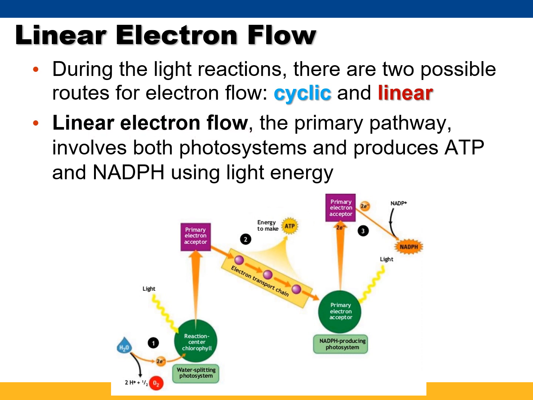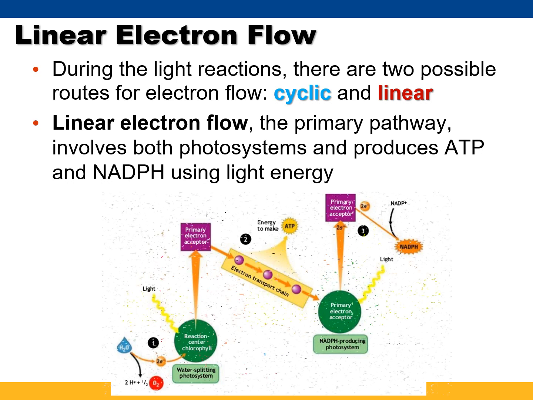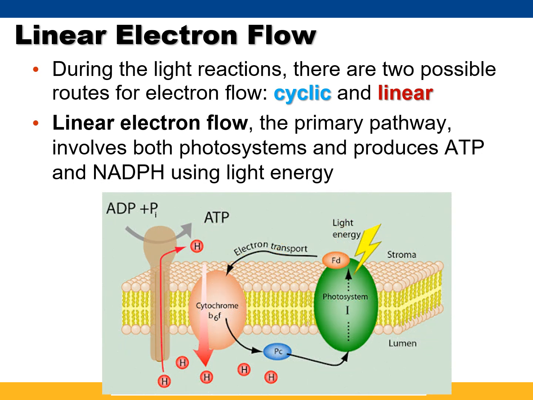It's not doubling back on itself. It is not cycling. It is, albeit a crooked line in this picture, but it is a line that is linear in nature. So we have a kind of a Z thing going on. And we're making ATP and we are reducing NADP plus. Those are the products of what we call linear electron flow, which is your normal photosynthetic electron flow.